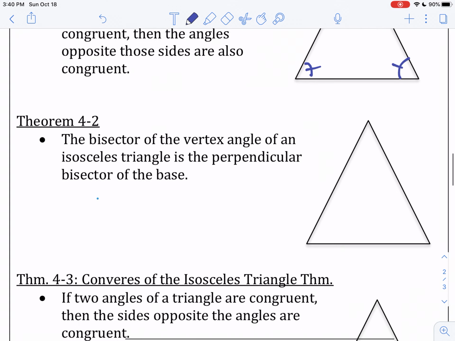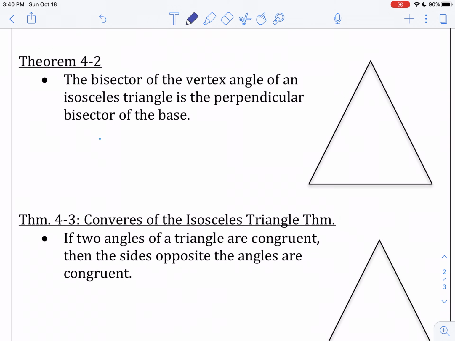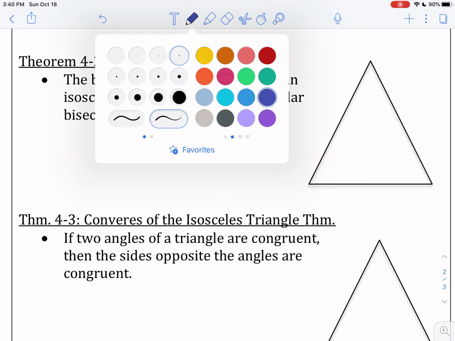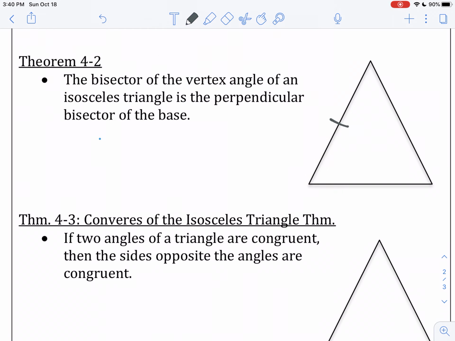Okay. Theorem 4.2 says the bisector of the vertex angle of an isosceles triangle is the perpendicular bisector of the base. All right, so let's start. We come across this figure that has two sides marked as congruent. We know it's isosceles. So this angle hanging out at the top, remember, that is our vertex angle. Okay, if we're dealing with the bisector of the vertex angle, that means we're cutting it into two congruent pieces. So let's just kind of eyeball that in here.